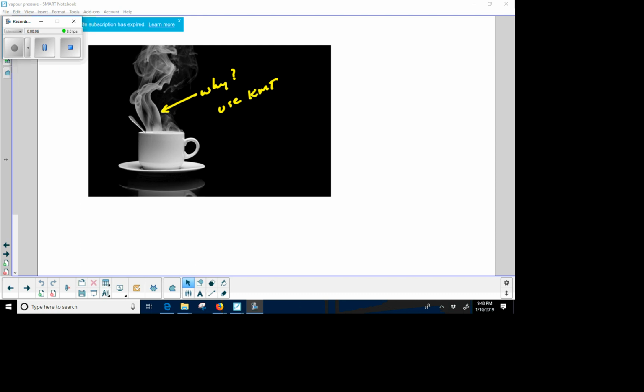This video we're going to be looking at something called vapor pressure. So what we have here is a nice hot cup of tea or coffee. And what's going on here is we have steam or water vapor rising from the surface. Why is that happening? Well, the water or the liquid in here is not quite boiling yet, but we still have this loss of water vapor. So let's explain what's going on.